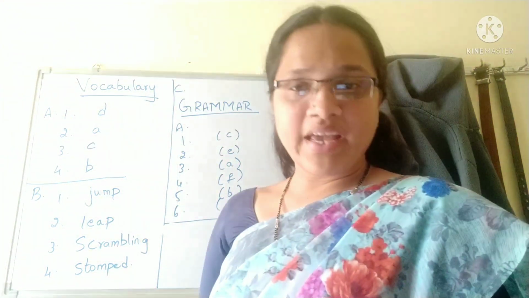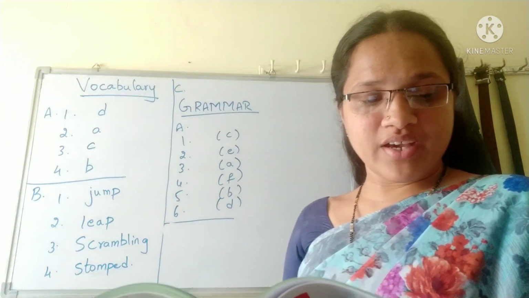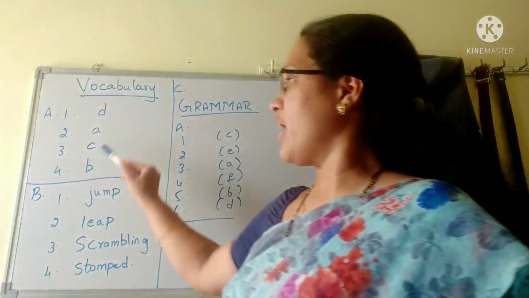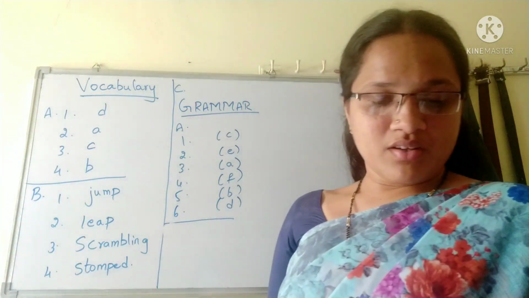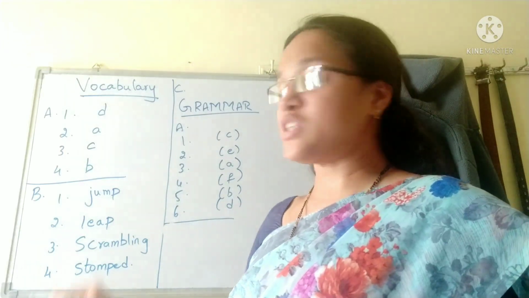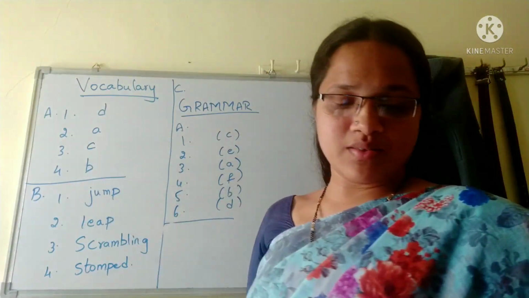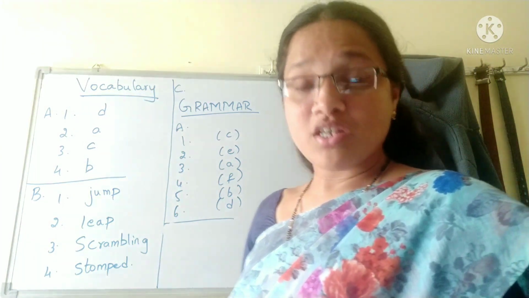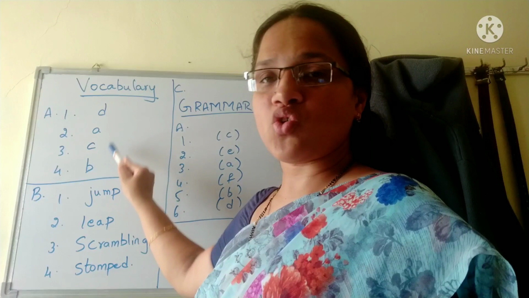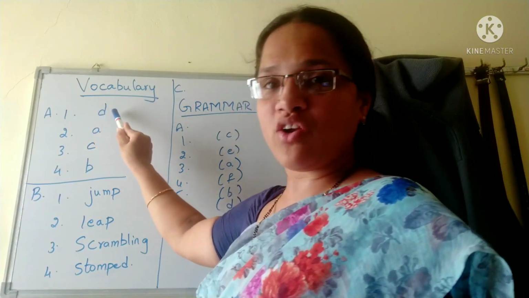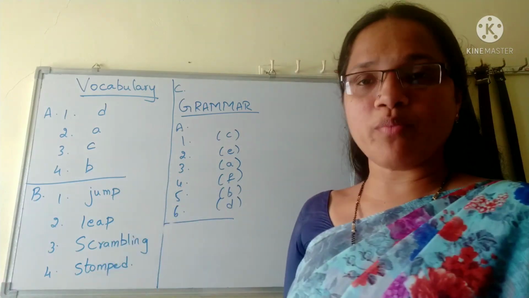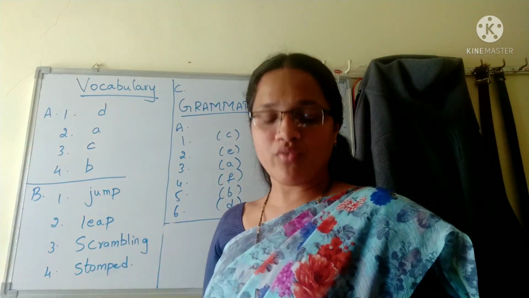Yes. Second one, falling. Where can you see that Mona is falling? Yes, in picture A. So write A. Third one, leaping. Where can you see it leaping? In picture C. Yes. And the fourth one is stomping. Where is it stomping? In picture B. So we have matched. Just write at the side of that with a pencil D, A, C, B. So this is how you match the pictures with the given words.